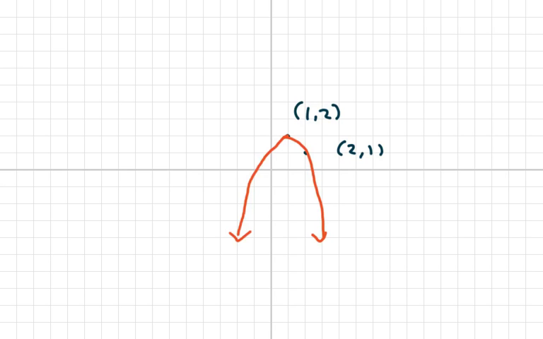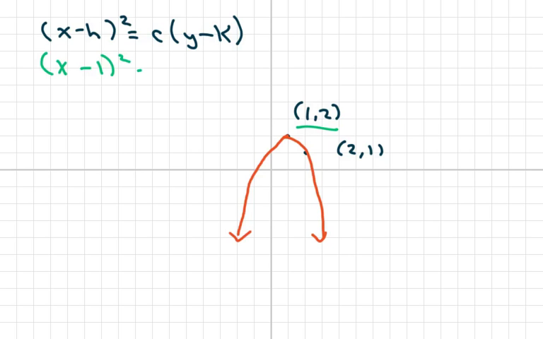I have this equation, we know it opens down, so in this case we know that it has the form x minus h squared equals c times y minus k. So that's going to be my vertex here. So it's going to be x minus 1 squared equals c times y minus 2. Now I'm going to plug in this point to find my c. So that's going to be my x is 2 and my y is 1.